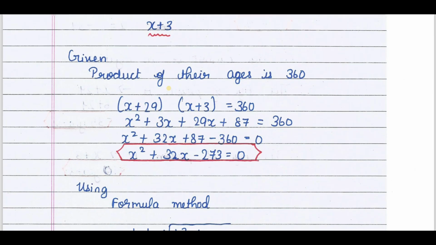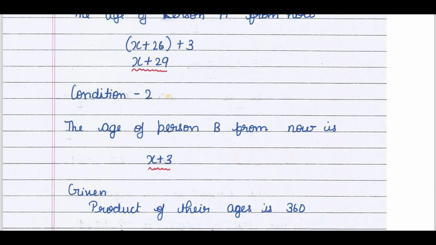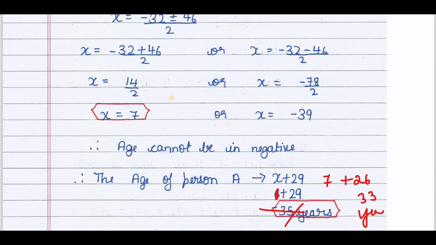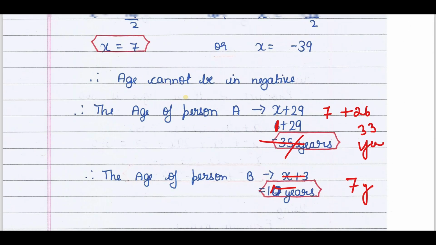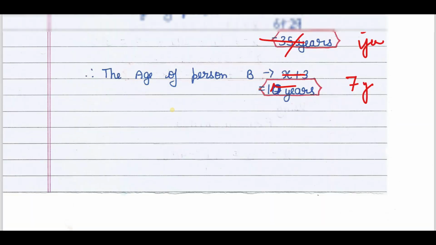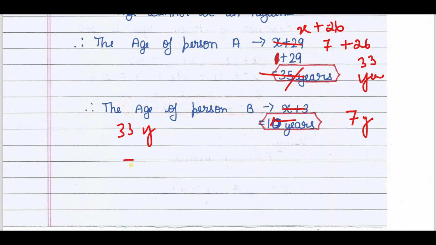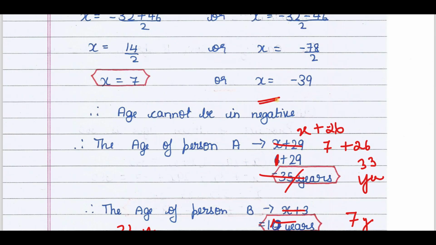You have assumed the present age of person A is what? X plus 26, right? Present age of B is x, and present age of A is 26 plus x. Therefore, it is 26 plus x, right? The answer is 33 years. Age of person A is 33 years. Age of person B is 7 years. Up to here it is correct. What you do after this: age of person A is what? x plus 26.